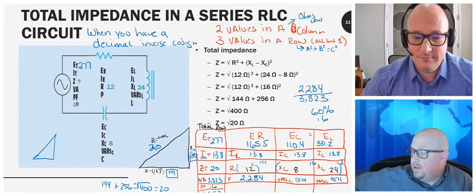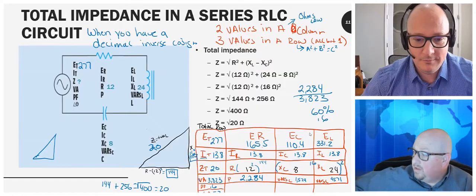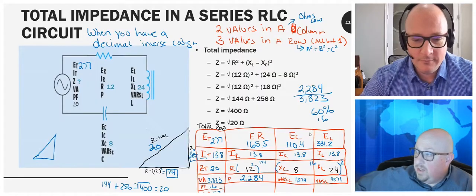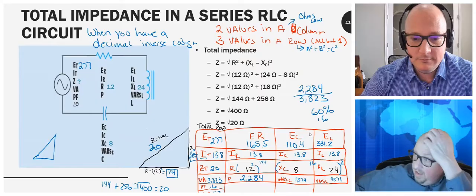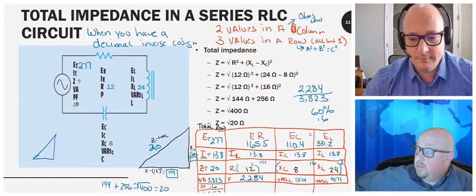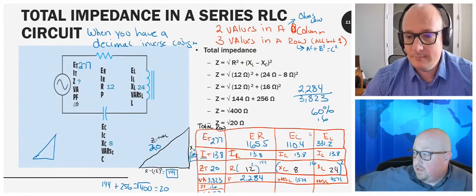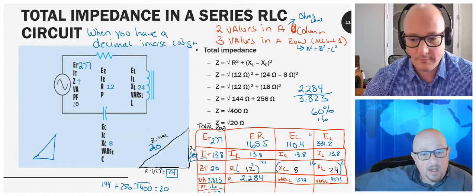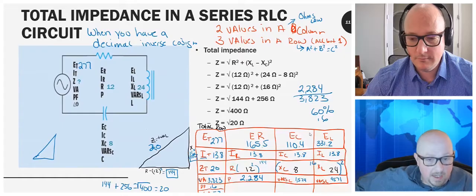So there we have it. We just solved everything for a series circuit. And I think we got a lot of rules down. If I have a decimal, then I use cosine minus 1. If it comes out as a whole number, I just use cosine.